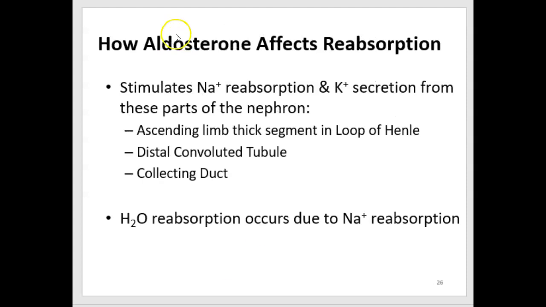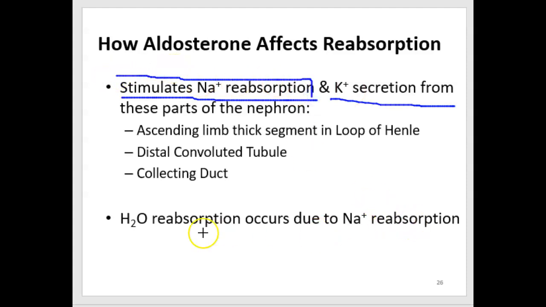Aldosterone, which is made by the adrenal cortex, generally works on the distal convoluted tubule, but some say also the collecting duct. But what it does is it stimulates sodium reabsorption at the expense of potassium secretion. So potassium is going to go into the urine. Now the important part, though, is that sodium reabsorption leads to water reabsorption, because remember, water always follows sodium.